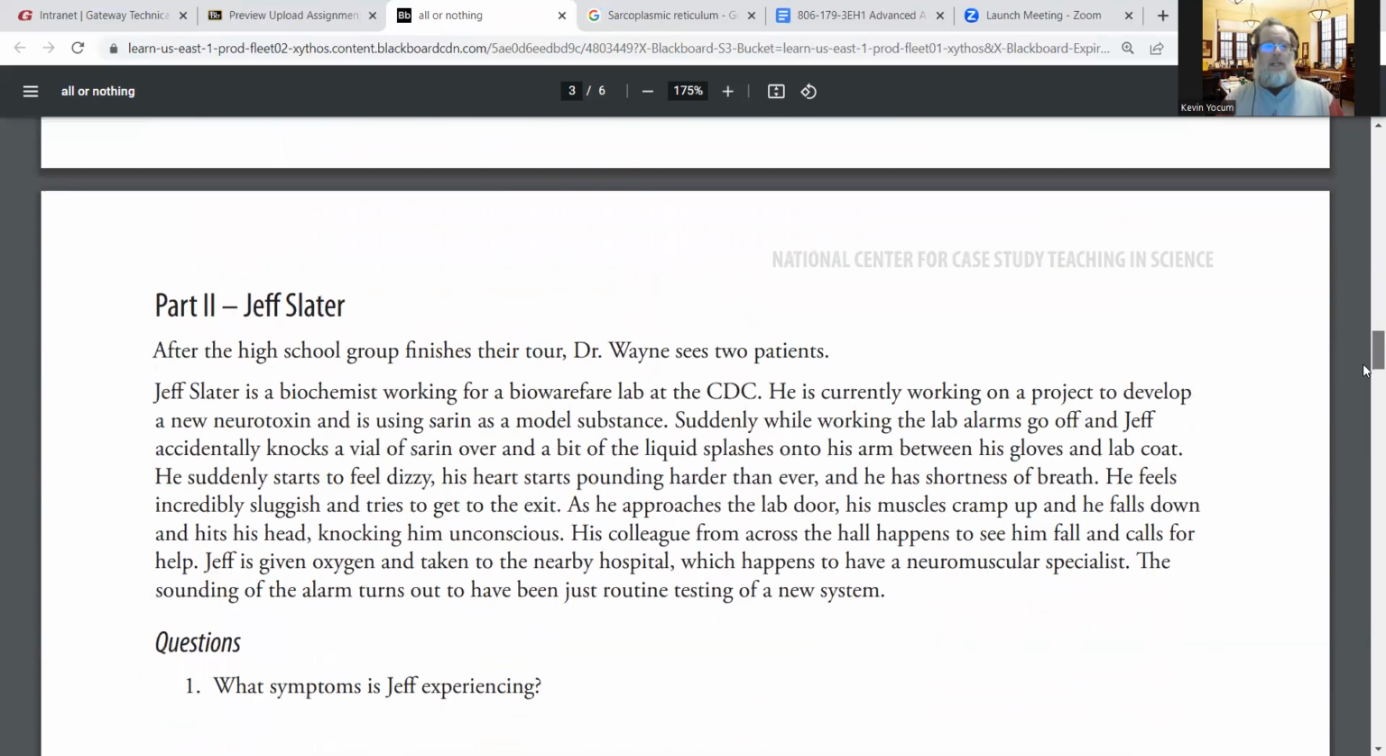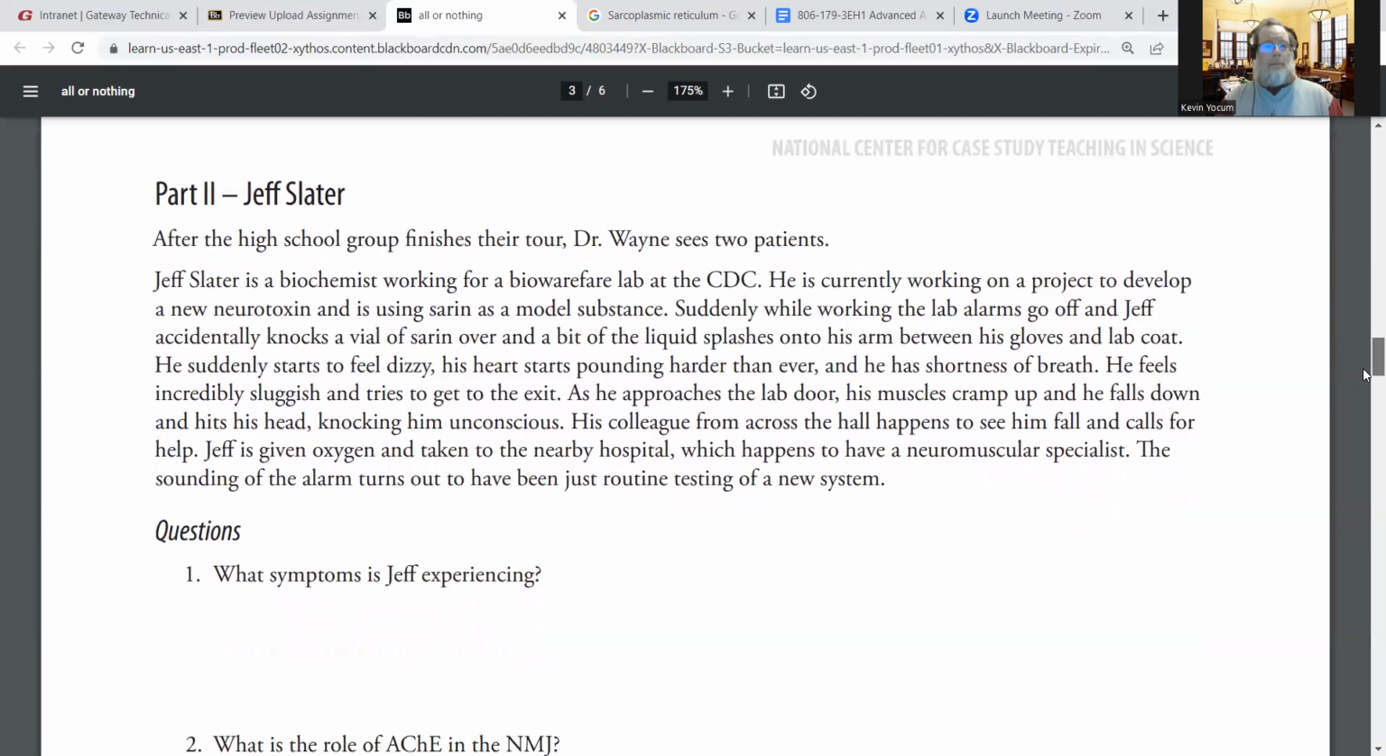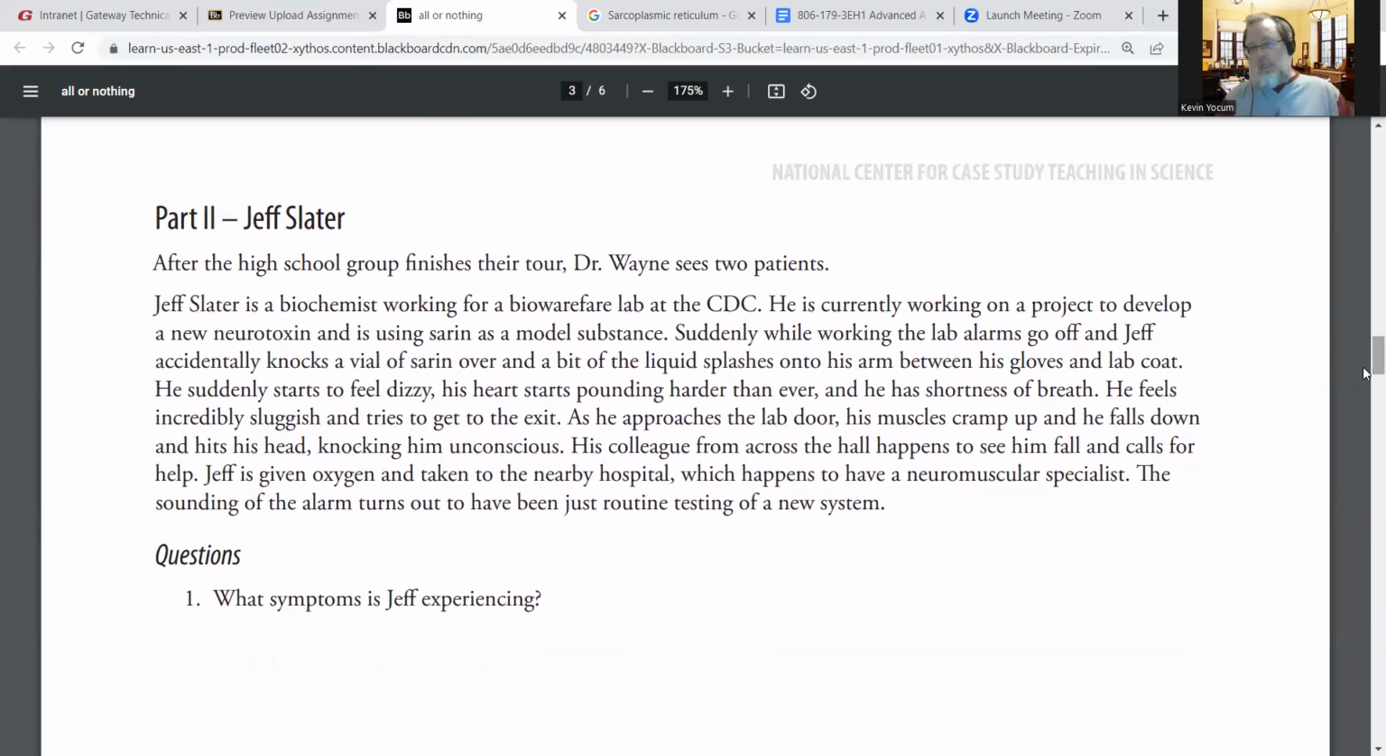And then we actually get into a neurotoxin exposure. So we've got a biochemist in the CDC developing a neurotoxin using sarin as a model substance. So you'll go through that. We've got Jeff. He's been brought in dizzy, heart pounding, shortness of breath, incredibly sluggish. So Jeff is not doing well.